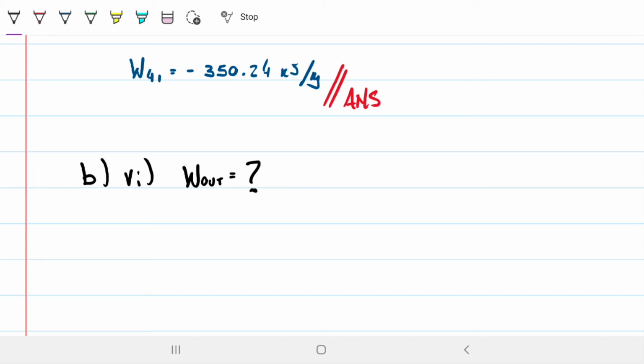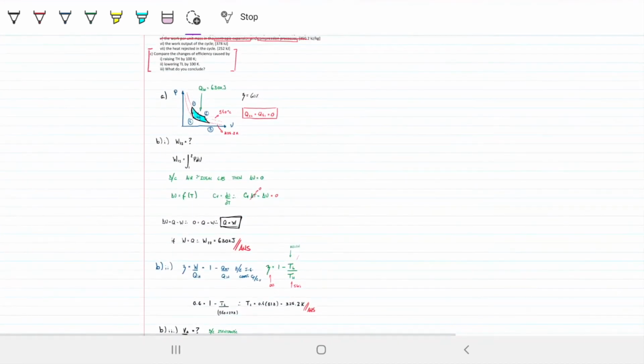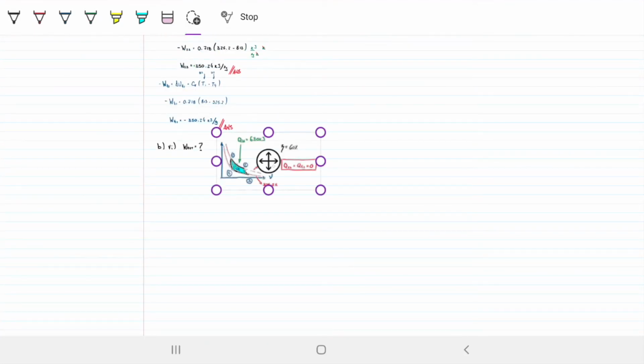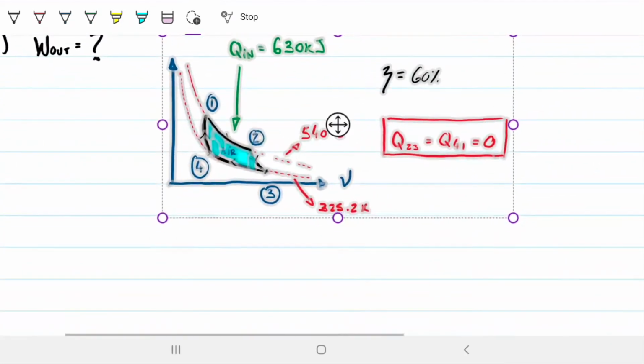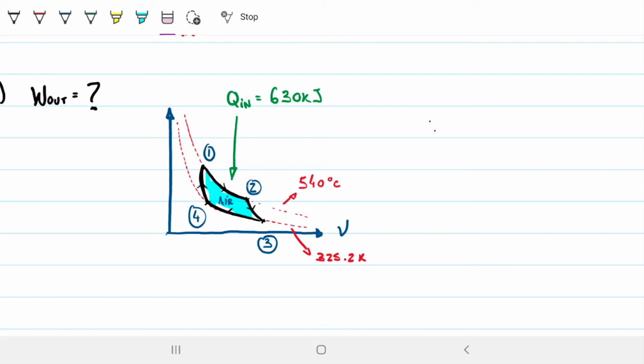Well, the work output is going to be the surplus of energy, put it that way, as we go around the cycle once, right? So we can go back. Let me copy the cycle. It's probably the best. Let's get rid of the things that we're not interested in here. Okay, so let me get rid of this for now.